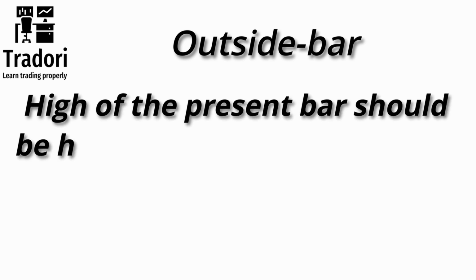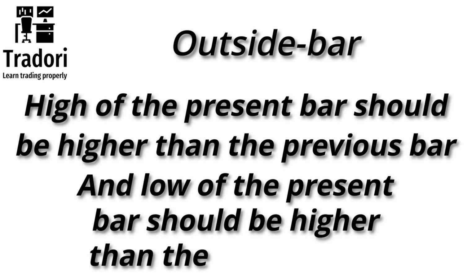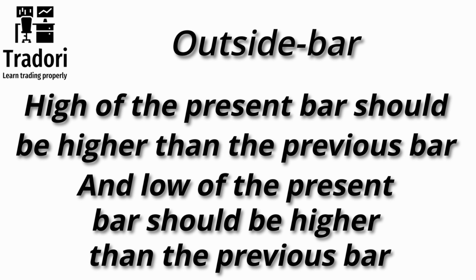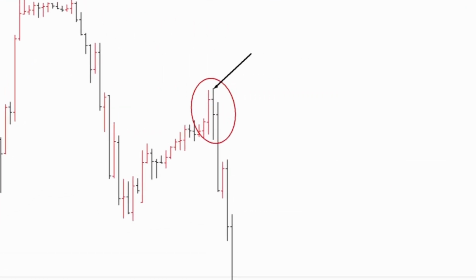Outside bar. If the high of the present bar is higher than the previous bar, while the low of the present bar is lower than the previous bar, it is known as outside bar. Let's have a look at the chart. As you can see here, a bar has a higher high than the previous bar and a lower low than the previous bar.